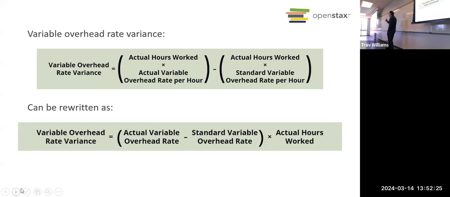Okay, so when we have to figure out our variance for variable overhead, guess what? Same formulas. Same ones we're used to. Again, slightly different wording. In this case, they're basing their overhead on hours. In some cases, they might base it on something else, but whatever the overhead's based on, that is the quantity. And then there's the rate.